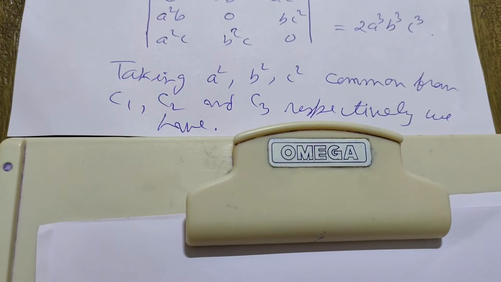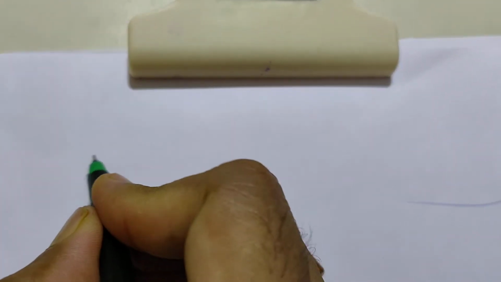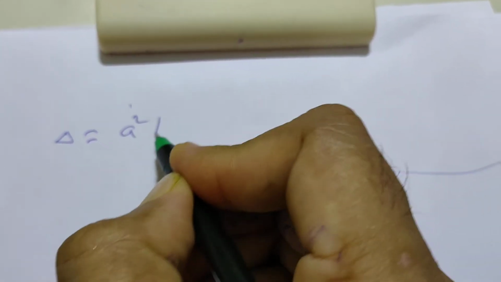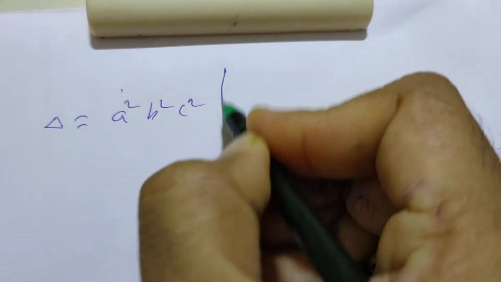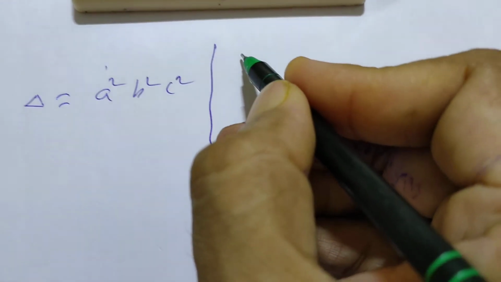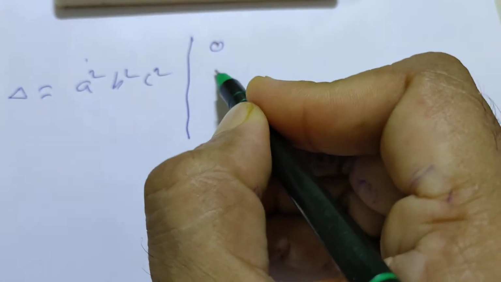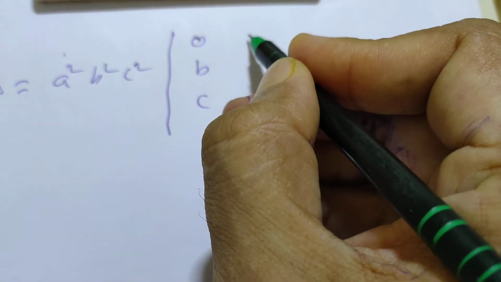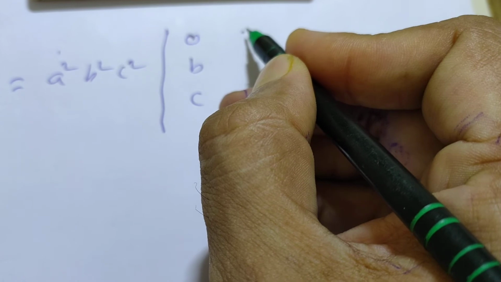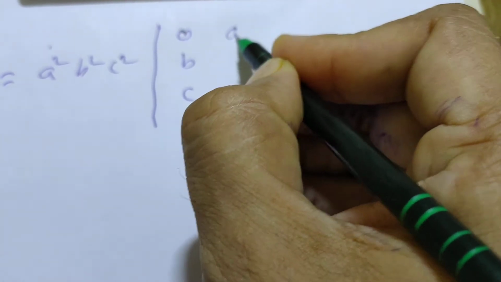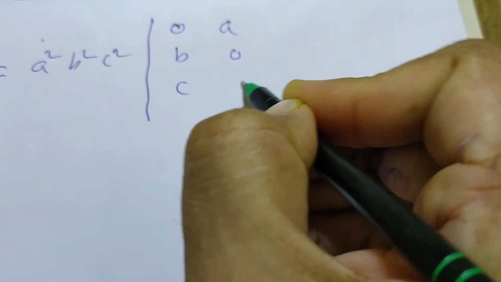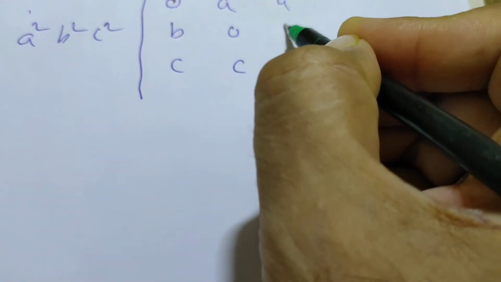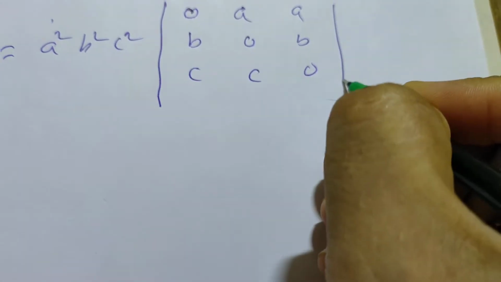So I am taking out common. Delta equal to, so from first one we will take out a square common, second one b square and third one c square. So what will remain will be column 1: 0, a, b, c. Similarly column 2 will be a, 0 and c, and column 3 will be a, b and 0.